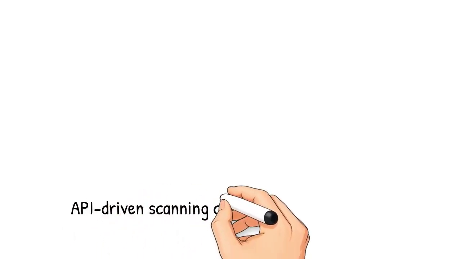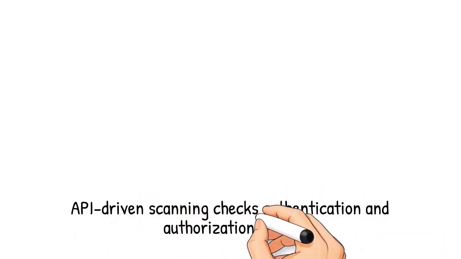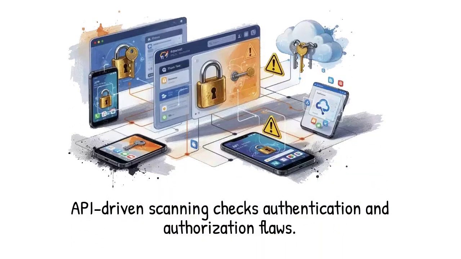Modern applications rely heavily on APIs. API scanning checks for authentication flaws, rate limit bypasses, broken object-level authorization, injection flaws, misconfigured tokens, and sensitive data exposure. This is essential for mobile apps, SaaS platforms, and microservices.